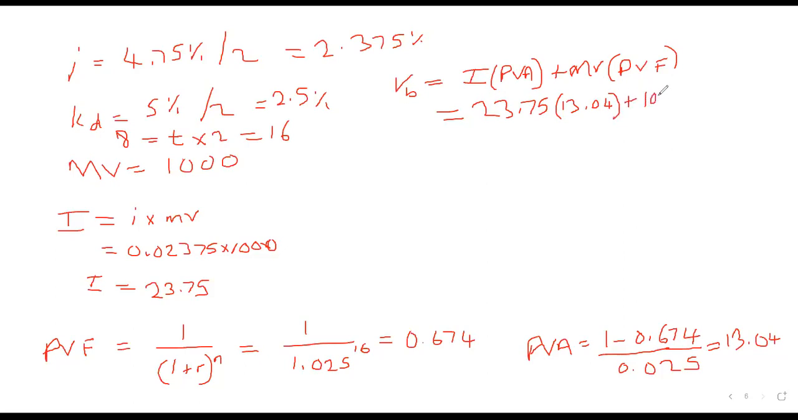Here we have 1,000. The present value factor is 0.674. So what are you having? Is it 983.7? 983.7.